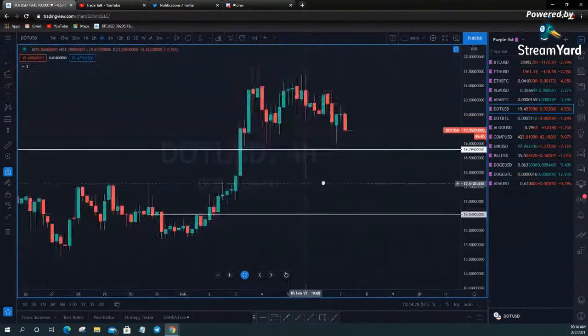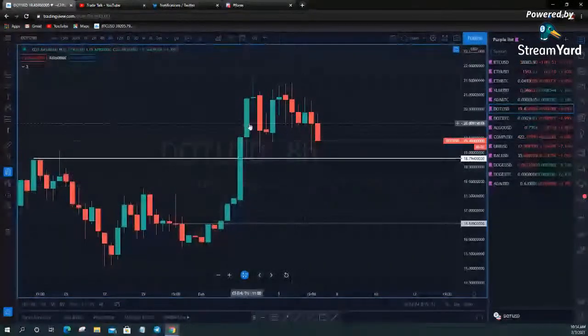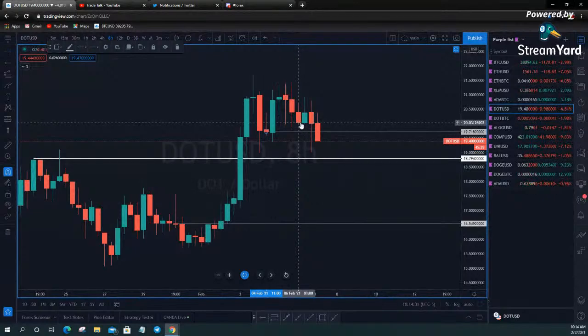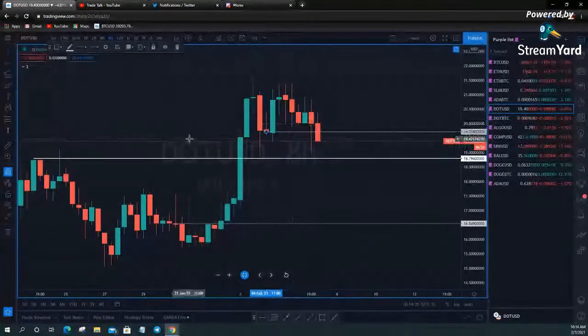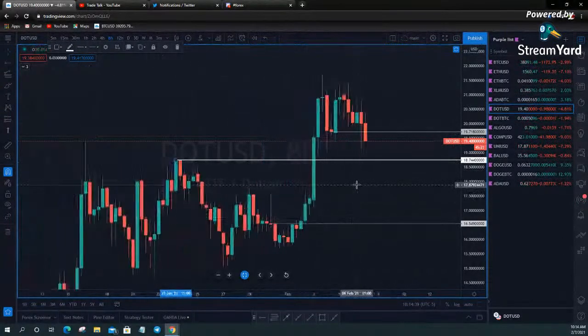DOT/USD on the 4-hour. Let's go to the 8-hour. All right. So currently you are trying to take out this market structure swing low here. All right. You did close above this one here, but you're trying to take out basically both of these, which is okay. All right. There's a swing high right here at 18.74.